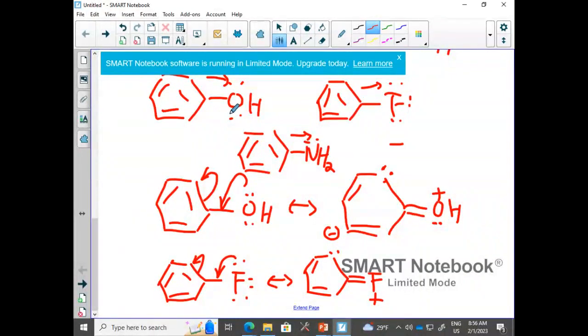So the overall electronic effect is a combination, the summation of two effects: one is the resonance electron donating effect, the other is the inductive electron withdrawing effect. In all those three, the inductive effect, electron withdrawing, is strongest for one and weakest for another. So overall, which one is the most powerful activating group out of those two?